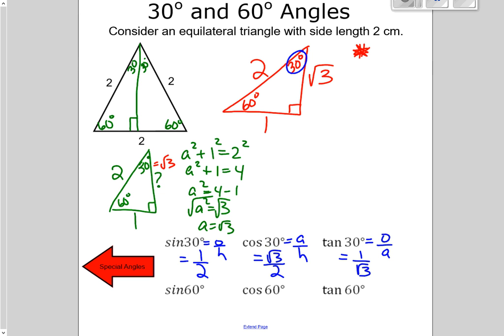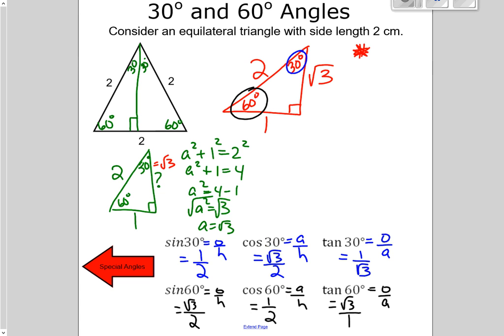Okay, same thing now, except we're going to use our 60 degrees. So our 60 degrees is down here. Sine is opposite over hypotenuse. So my opposite of 60 degrees is going to be the square root of 3 over 2 is my hypotenuse. Adjacent over hypotenuse, so the cos of 60, my adjacent side is a 1 over a hypotenuse of 2. And tan is opposite over adjacent. So my opposite to 60 is the square root of 3. And my adjacent to tan of 60 degrees is a 1. There we go.